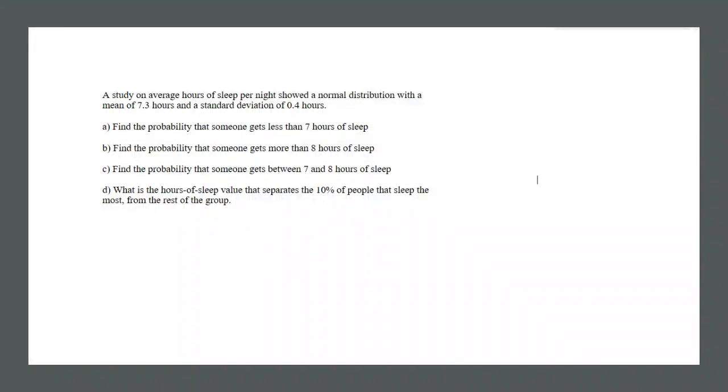How's it going, everyone? This is an example of how to solve a question that asks for probabilities based on a normal distribution. A study on average hours of sleep per night showed a normal distribution with a mean value of 7.3 and a standard deviation of 0.4. So that's good to write down right away. We have a mean value of 7.3 and a standard deviation of 0.4.